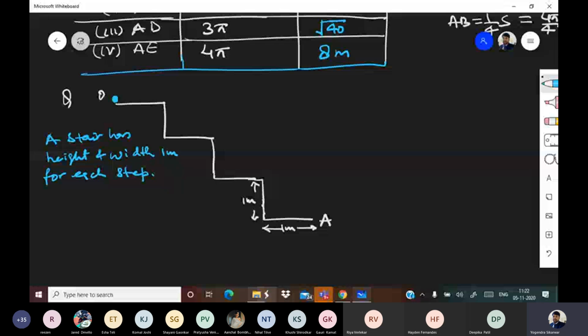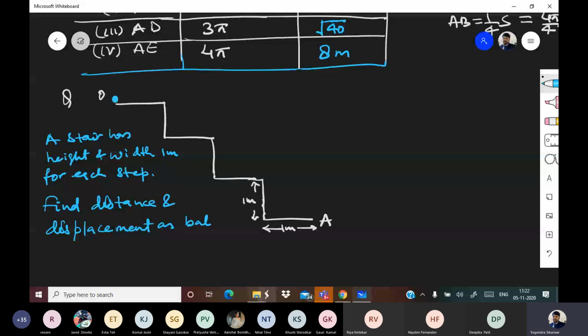Find distance and displacement as the ball goes from O to A. Okay, so you need to find distance and displacement both. Please find quickly.